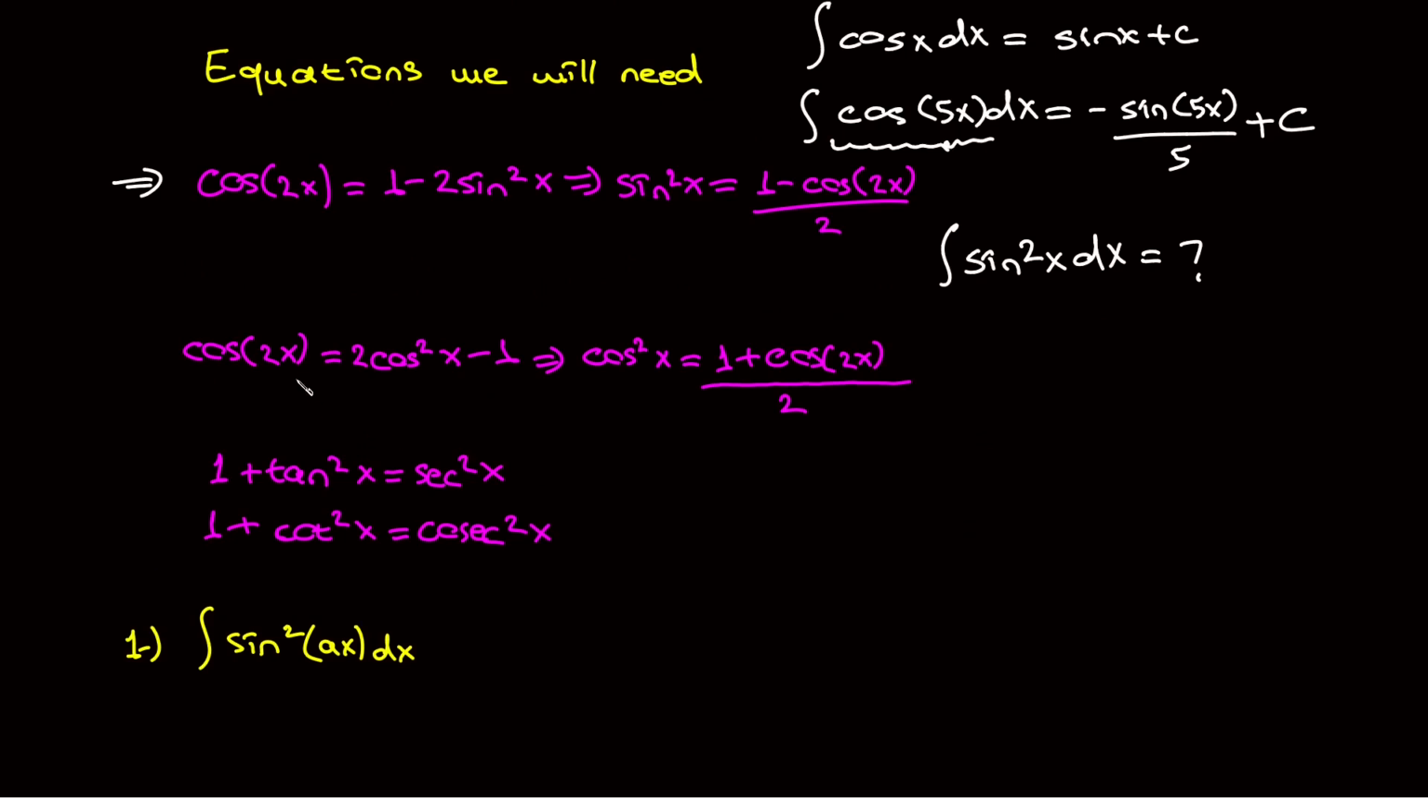And if I want to integrate cosine squared x dx, cosine of 2x is equal to 2 cosine squared x minus 1. And if you leave the cosine squared x alone, you get this equation. These two equations we learned in our previous classes as well, but you will use them in this one too. 1 plus tan squared x is equal to secant squared x, and 1 plus cot squared x is equal to cosecant squared x.